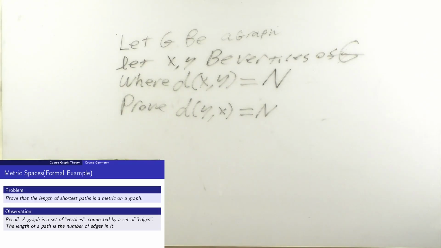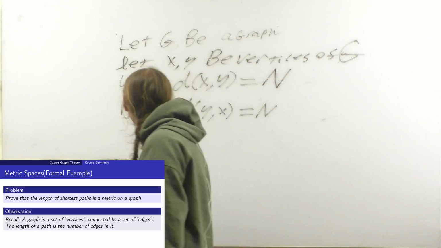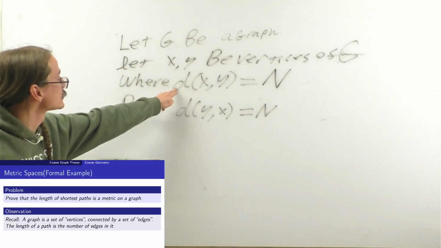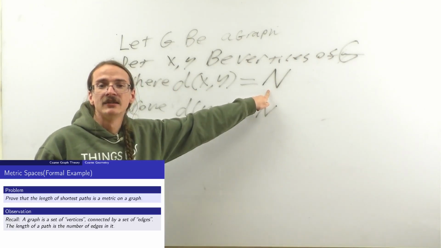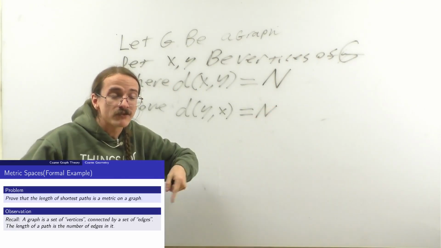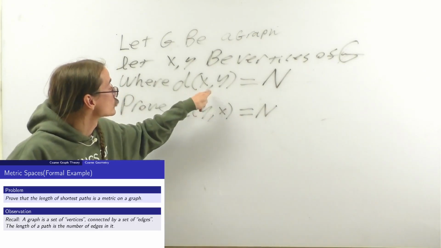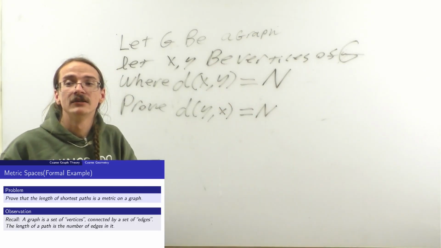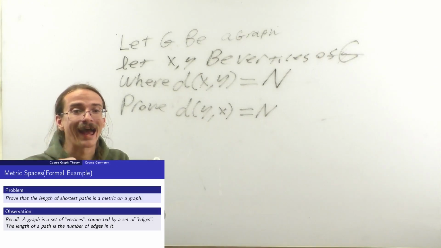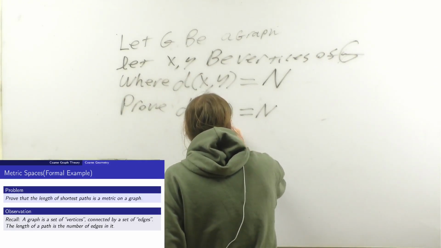Okay, so how should I start with this? We know that the distance from X to Y is N. That means that the length of the shortest path from X to Y is N, right? So let's grab that path. There is a path.